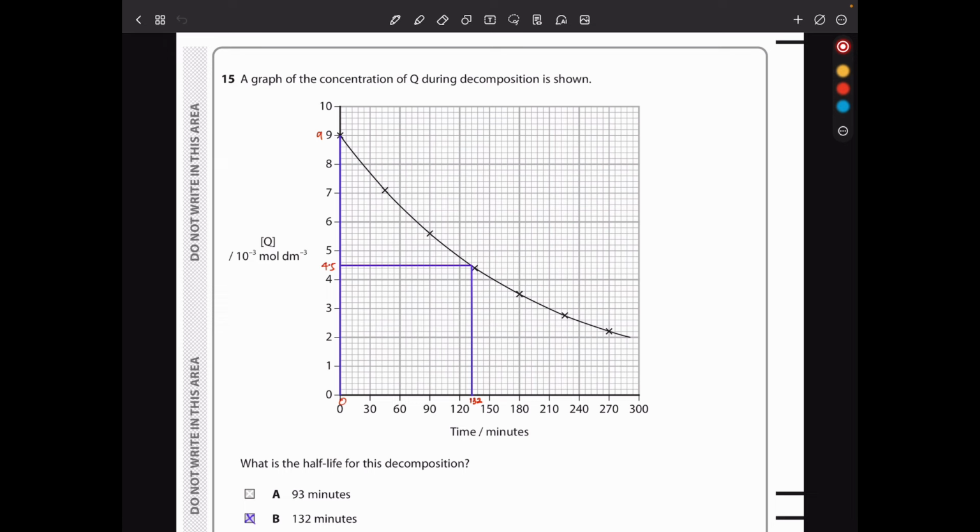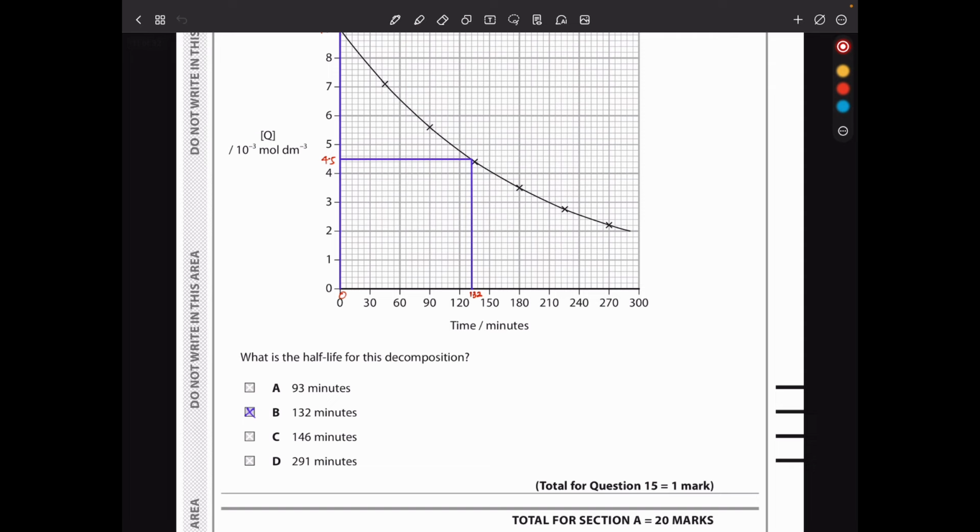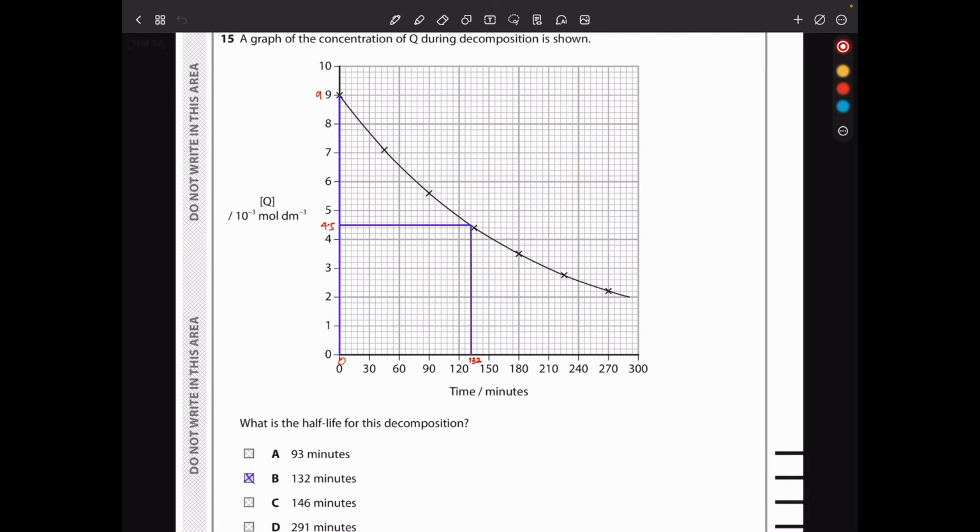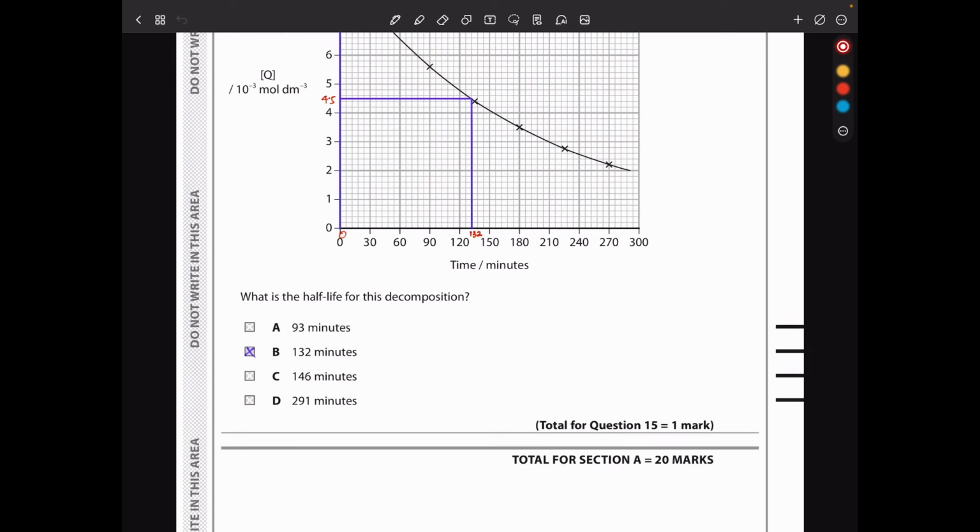In question 15, a graph of the concentration of Q during decomposition is shown. So down they say, what is the half-life for this decomposition? So I began from 9, which is at 0, and I went to 4.5, which is about 132. So the half-life is going to be 132 minutes, and so B is the answer.